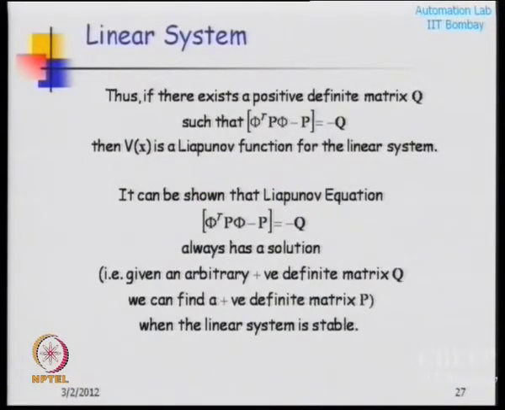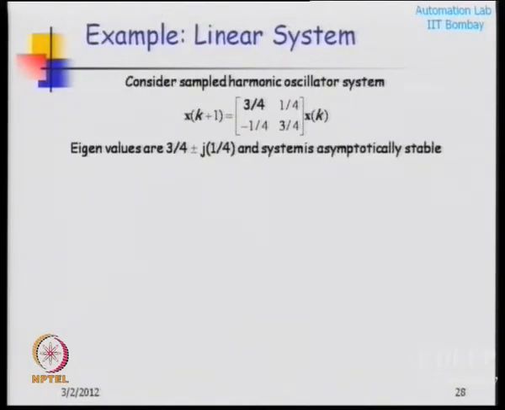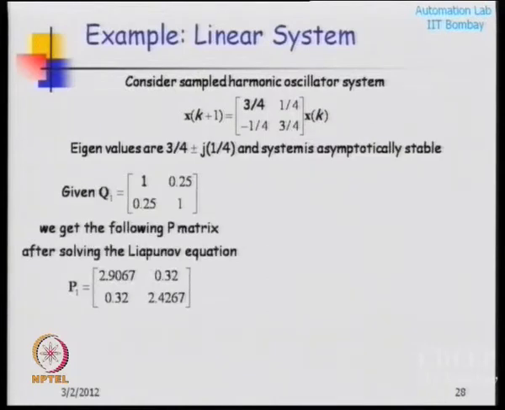In MATLAB you have a function called lyap. If you give the phi matrix, and if you specify the Q matrix, and phi has eigenvalues inside the unit circle, it will give you back the P matrix. I am just taking a simple example. This is a simple harmonic oscillator system. This has eigenvalues which are 3 by 4 plus or minus 1 by 4 j. So the system is asymptotically stable.